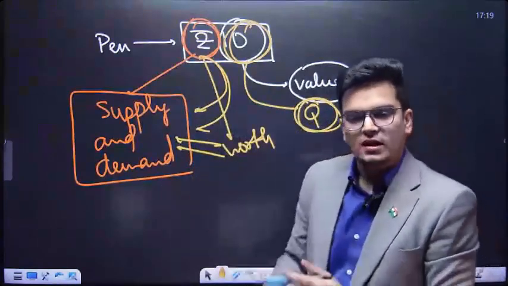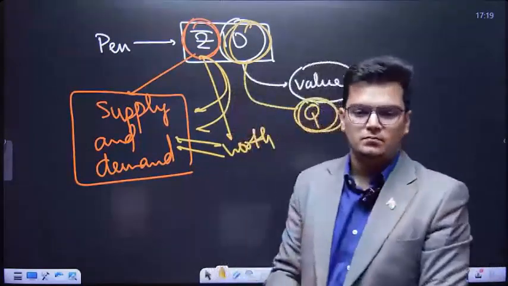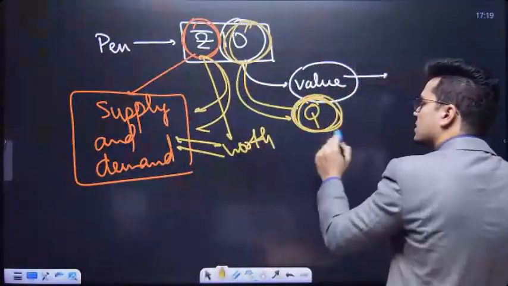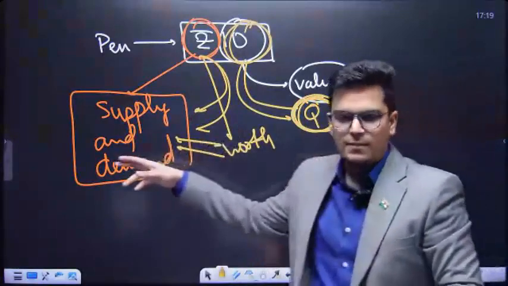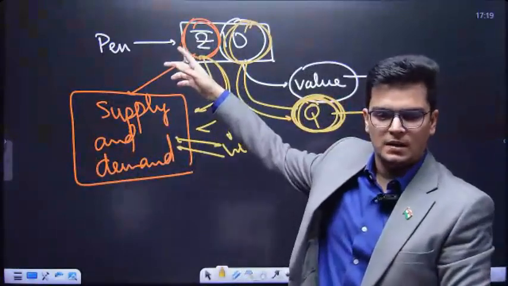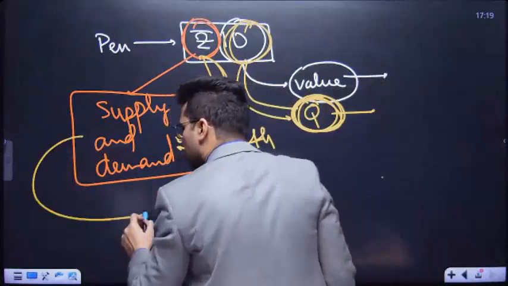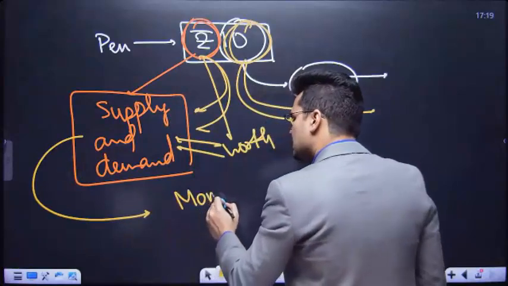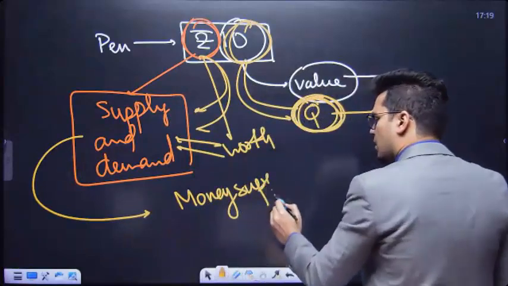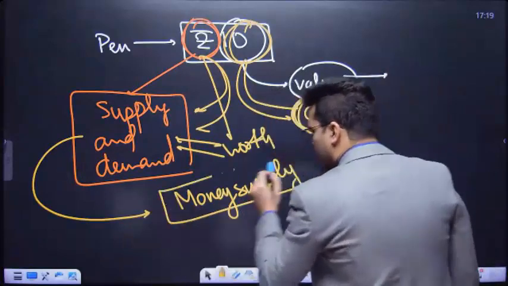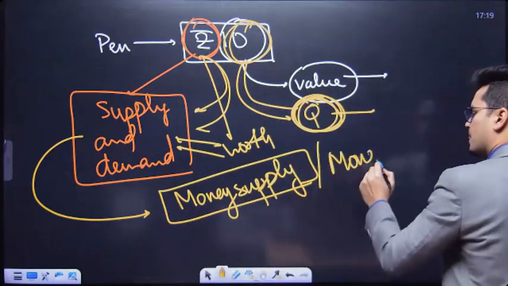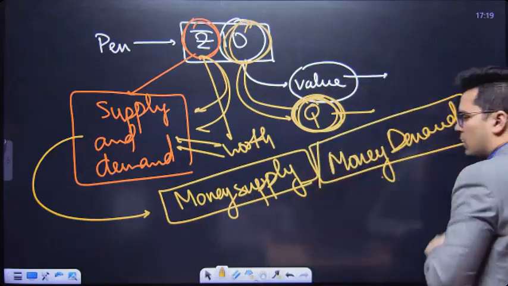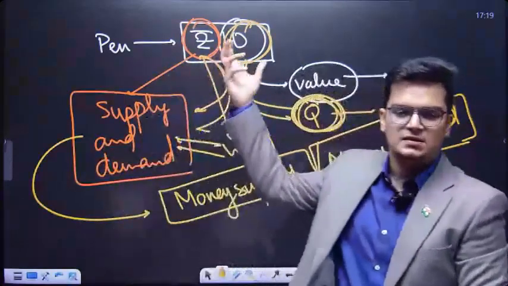Now, so if price has to be impacted, it can either be impacted by this quantity being changed, or it can be impacted by supply and demand of rupee. Rupee is what? Money. So money supply and money demand also influences the price level.